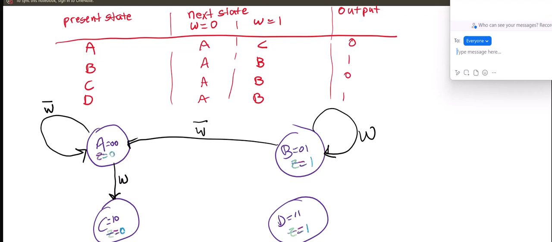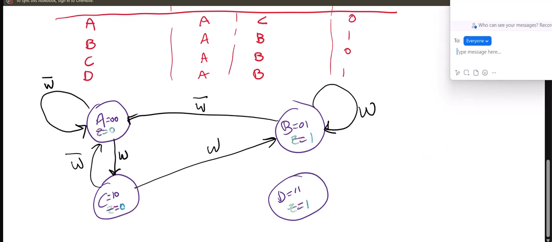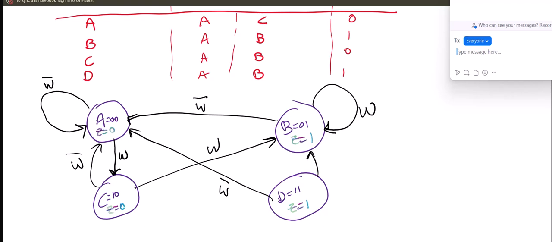And now I can go to state C. When W is 0, I go to state A. And when W is 1, I go to state B. And finally, I go to state D. And when W is 0, I go to state A. Oh, supposed to write it like W bar. And when W is 1, I go to state B.